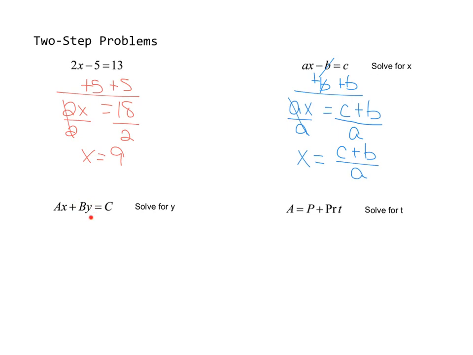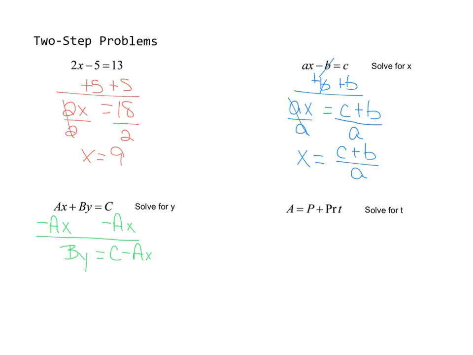So I find my term with y. I'm going to save it to the very end. I've got to get rid of this ax. It's a positive ax, so my inverse operation, I'm going to subtract ax from both sides. ax minus ax is 0. I bring down the by. I cannot combine c and ax, so I just write c minus a times x. Okay? Then this is b times y.